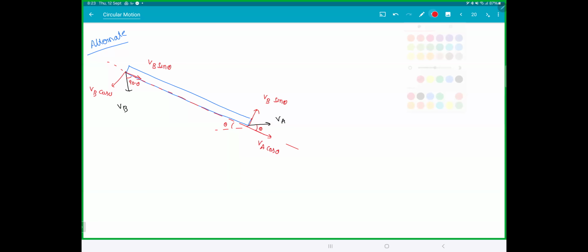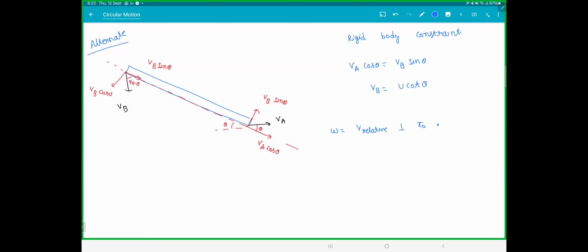Now, if you guys remember from rigid body constraint, velocity along the rod must be same, or else the rod will stretch or compress. This you have done in NLM constraints. From the rigid body constraint, velocity along the rod VA cos theta must be equal to VB sine theta. Therefore, we get VB is equal to U cot theta. Now, for omega, we should take V relative perpendicular to the rod by distance between them.